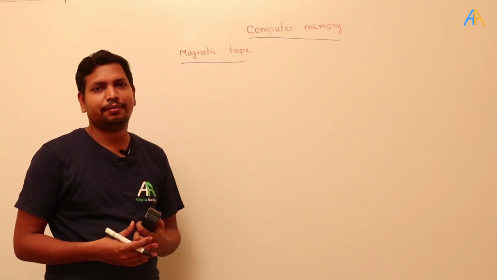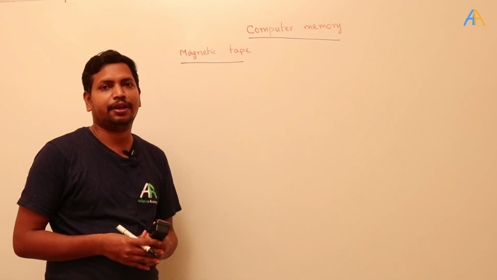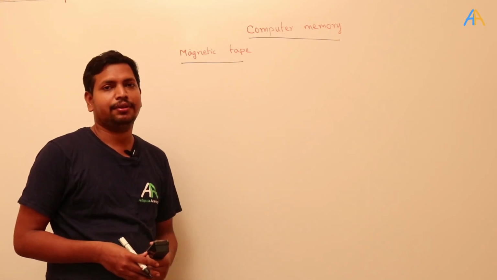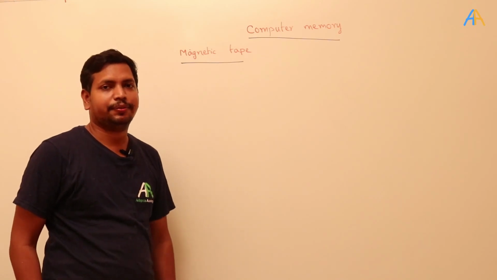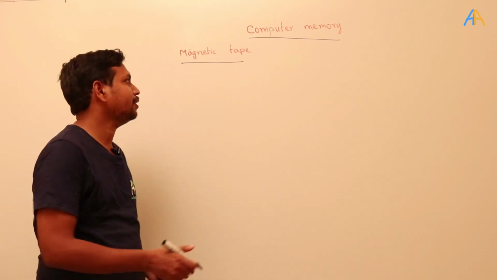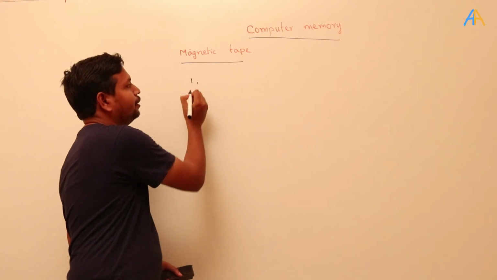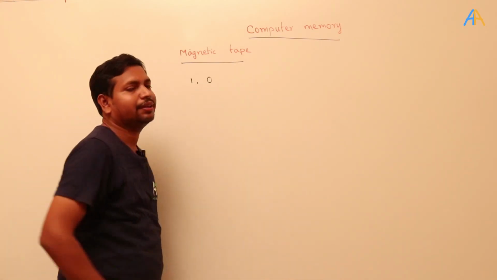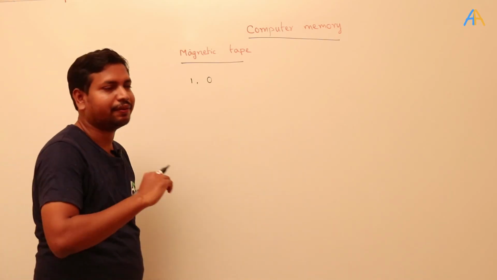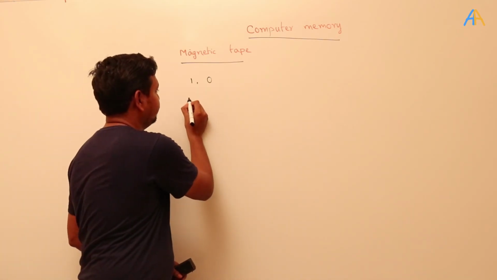Magnetic tapes are also a recording mechanism to store data. So what will happen in magnetic tape? When a location is magnetized, we treat it as a 1. When it is demagnetized, we treat it as a 0. Magnetic tapes are sequential devices, like serial devices.